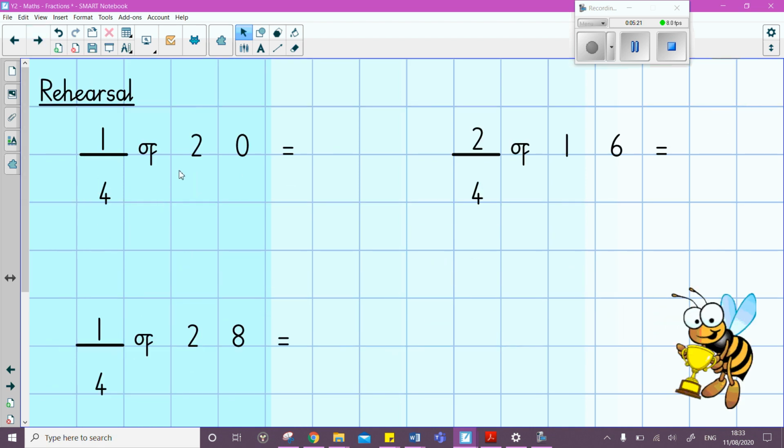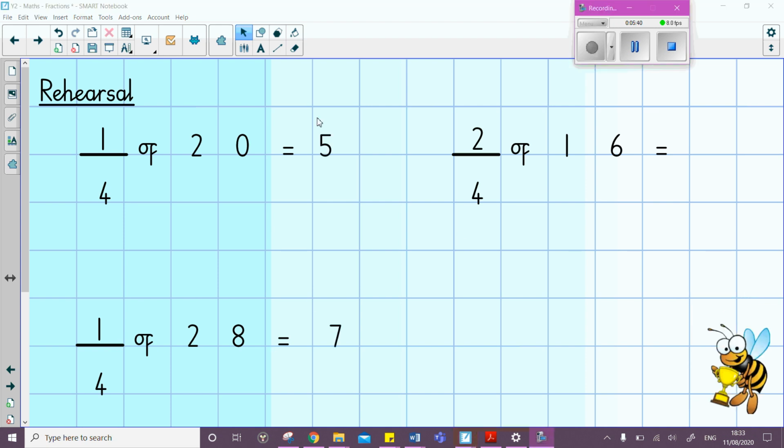I wonder if you could have a go now at finding 1/4 of 20 and 1/4 of 28. And we'll come back to this one in a second. So pause the video and see if you can have a go, do some jottings of your own at finding 1/4 of 20 and 1/4 of 28. So hopefully these are the answers that you found. 1/4 of 20 is 5, 1/4 of 28 is 7.